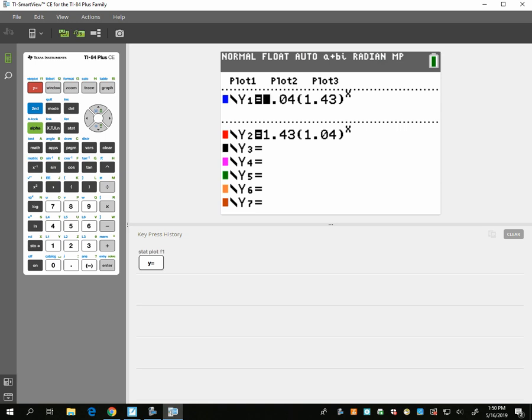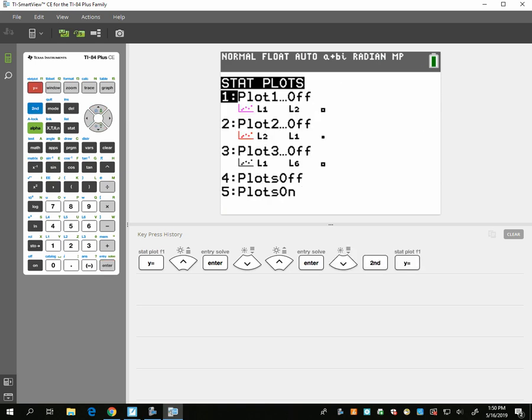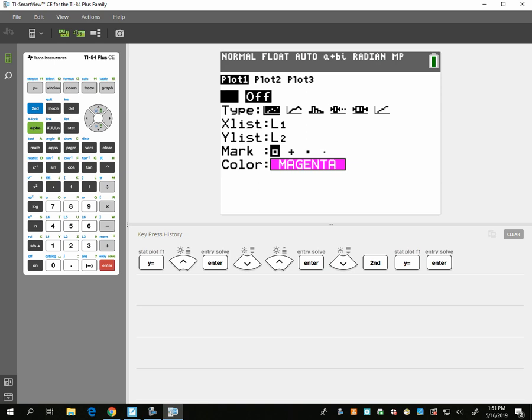Okay. Yes. I'm going to talk about that today too. If your plots are highlighted, so if this is a black box and it's highlighted, that means you can't graph normal functions, and that's only because we turned our scatter plots on yesterday. The way to shut them off is you can unhighlight it by hitting enter, or you can do second y equals and turn them off there. Okay, so we'll quit out of that.